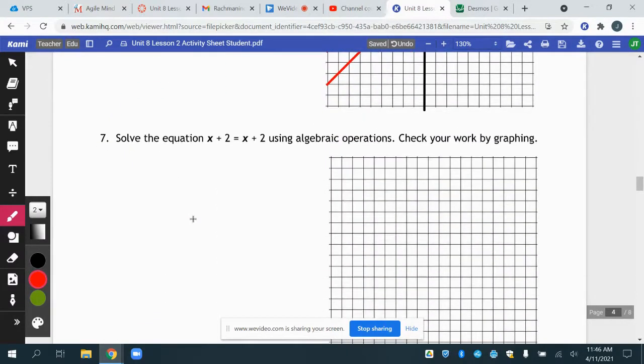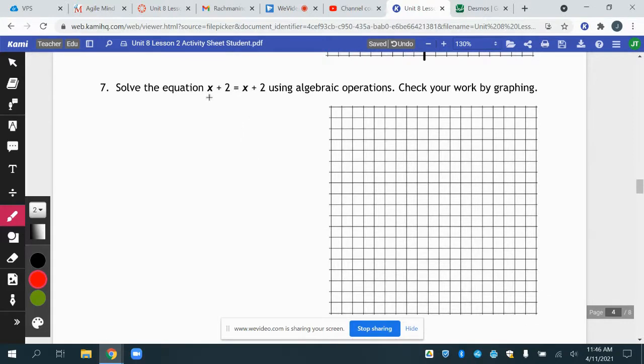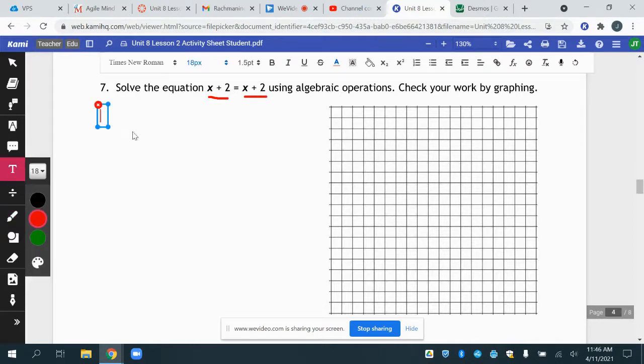This one, however, notice x plus 2 and x plus 2. Let's see here. When do those equal? What number plus 2 equals the same number plus 2? In fact, these are identical, aren't they? So no matter what I make x, it should be equal to itself. If I add 2 to it, it should be the same as when I add 2 to it. So what happens when I try to solve this one using algebra?